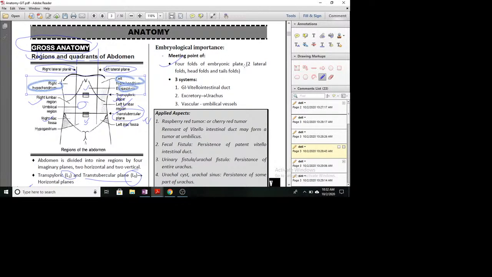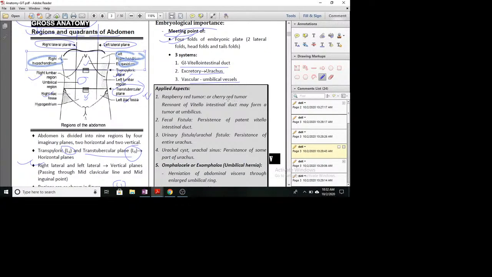Okay, the fourth embryonic fold is the meeting point of the four folds of the embryonic plate. It contains the vitello-intestinal duct, the excretory urachus, and the vascular umbilical vessels. Raspberry red tumors or cherry red tumors: a remnant of the vitello-intestinal duct may form a tumor at the umbilicus.